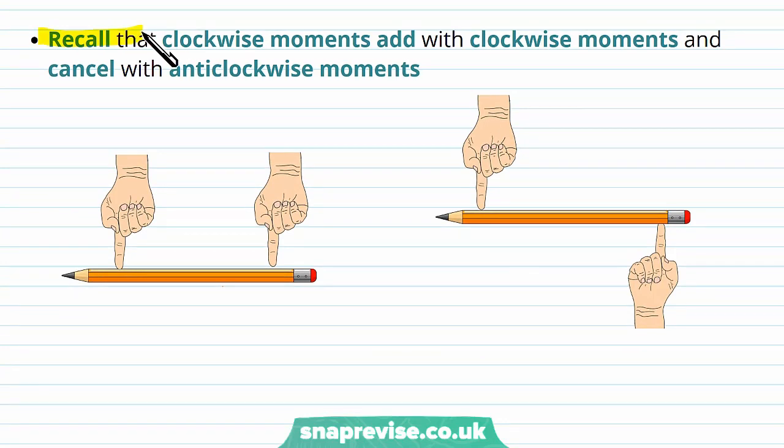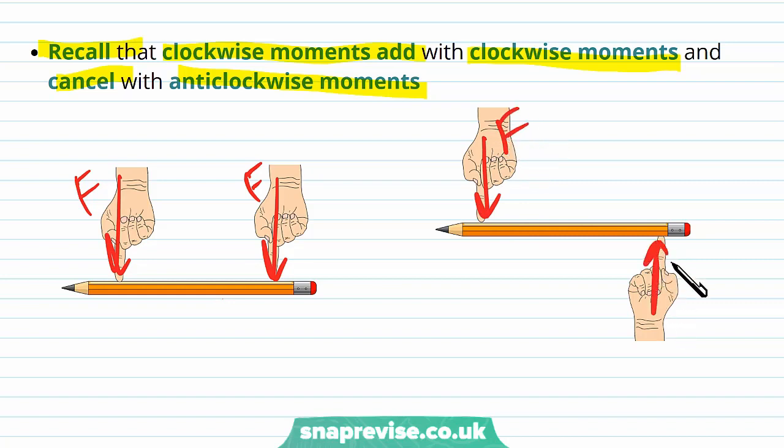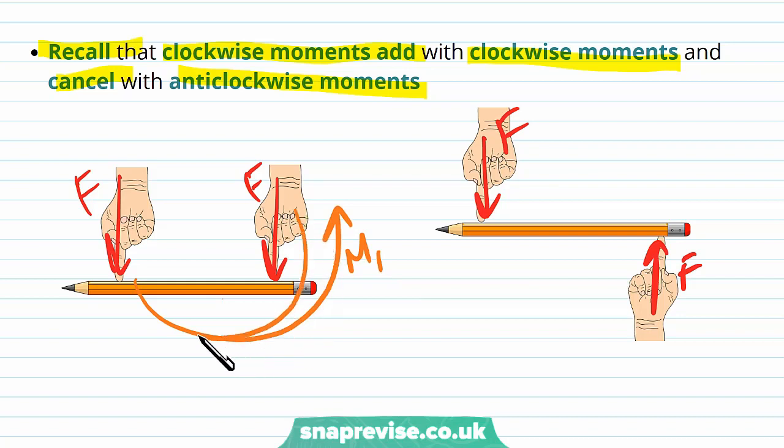So if we recall that clockwise moments add with clockwise moments and cancel with anti-clockwise moments, we can understand here why in this case, where the forces are applied above the pencil, we get no turning effect, and why in this case we do get a turning effect, so when they're applied in opposite directions. So we can see from the force on the left we get anti-clockwise moment M1, and from the force on the right we get a clockwise moment, which we're going to call M2.